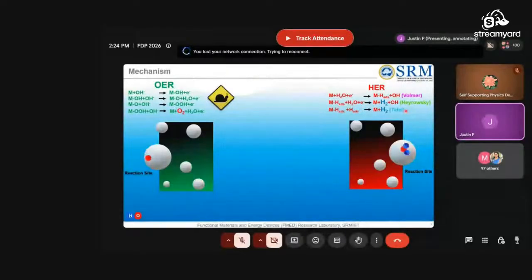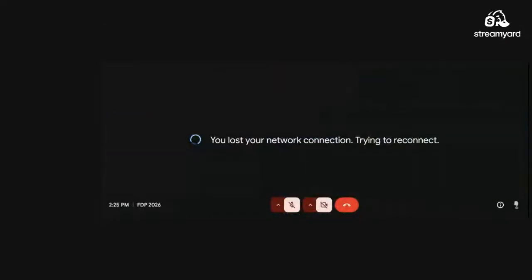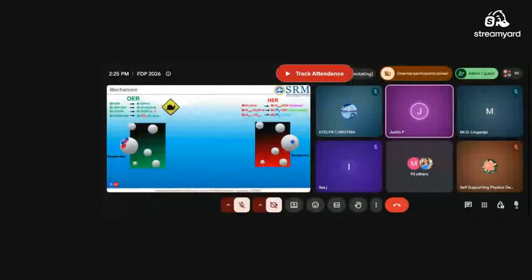Anyway, the problem is that it is a sluggish reaction. So oxygen evolution reactions are always called sluggish reactions, because they involve 4 electrons, whereas HER involves only 2 electrons.